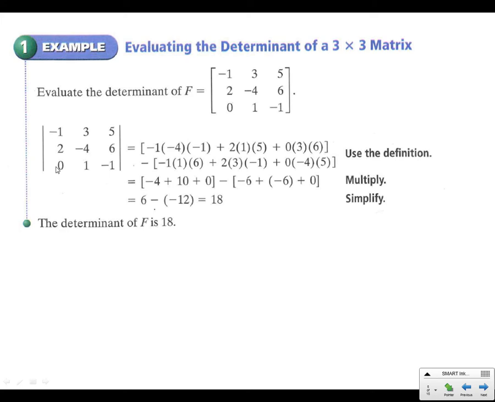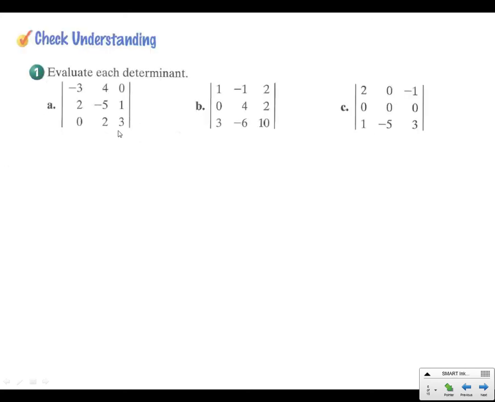Now we're going to subtract the ups. 0, -4, and 5, that's 0. 1, 6, and -1, that's -6. -1, 2, and 3, that's also -6. And so we put those together, we get -12. Subtract them, and we get 18. Alright, so it's a little tricky at first to remember the patterns, but if you go slowly, try it, I think you can do this. Find the determinants for A, B, and C.